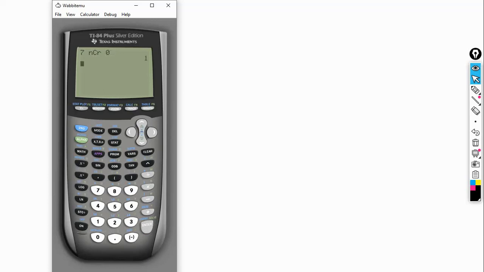So you can do that for any case. Let's say 7 and 5. So let's say 7, and then we go Math, Probability, and then Combinations, which is number 3. And we said 7 and 5. Let's see what that gives us. It gives us 21.